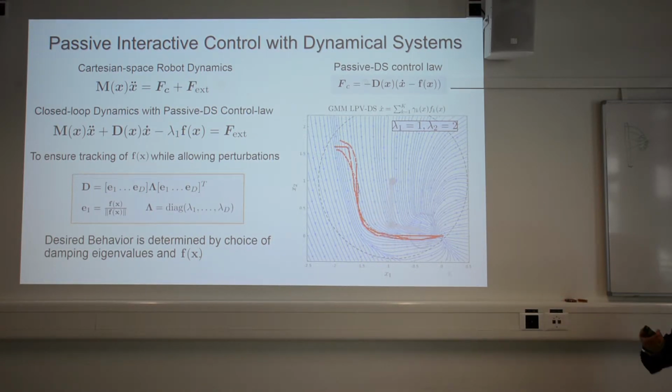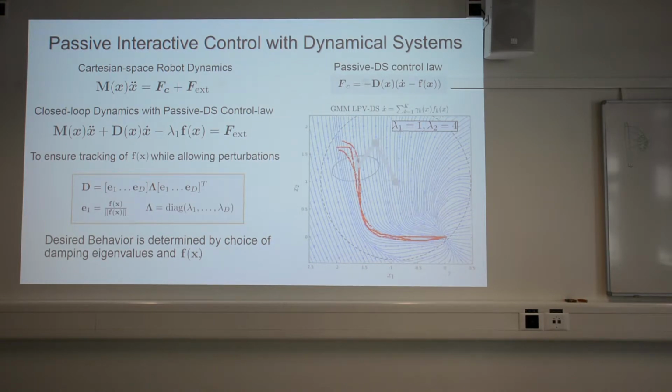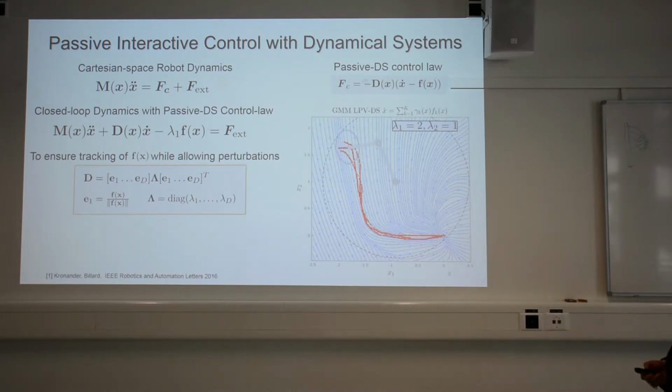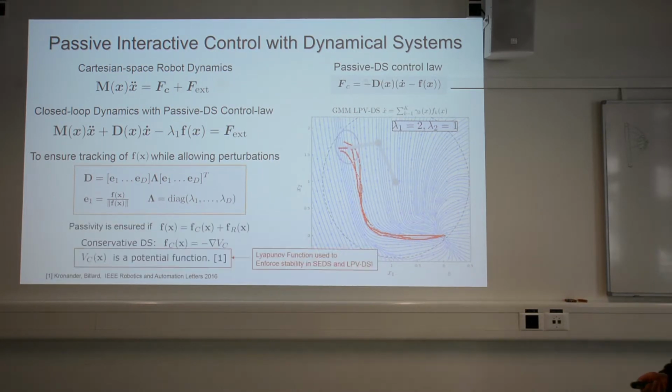The values themselves are the damping values that you would imagine in the classical impedance controller, telling you how much force can be allowed to act on the orthogonal directions of the dynamical system. Here we have another illustration where the second eigenvalue is a little bit higher, so it allows a little bit less perturbation on our orthogonal side, and we can see how it's aligning to our dynamics. Here's another example where we have the inverse.